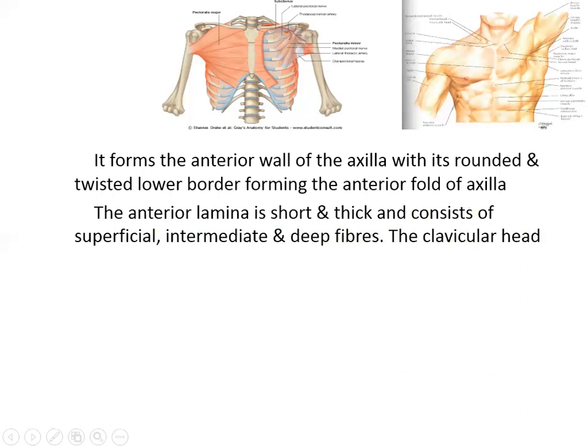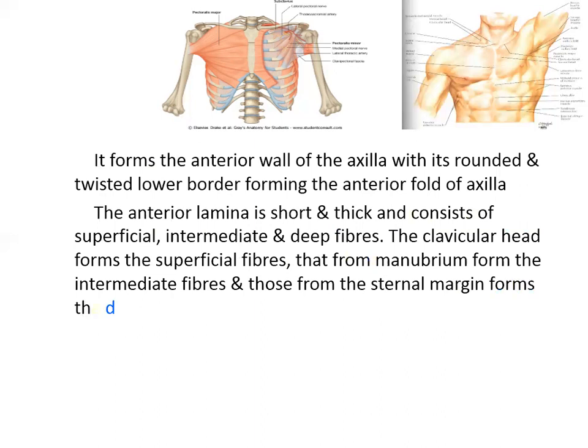The anterior lamina is short and thick and consists of the superficial, intermediate, and deep fibers. The clavicular head forms the superficial fibers. As I said, the major part of the anterior lamina is formed by the superficial layers coming from the clavicle. Those from the manubrium form the intermediate fibers, and from the sternal margin form the deep fibers. So this is how the fibers are arranged within this bicipital groove when they are attached.